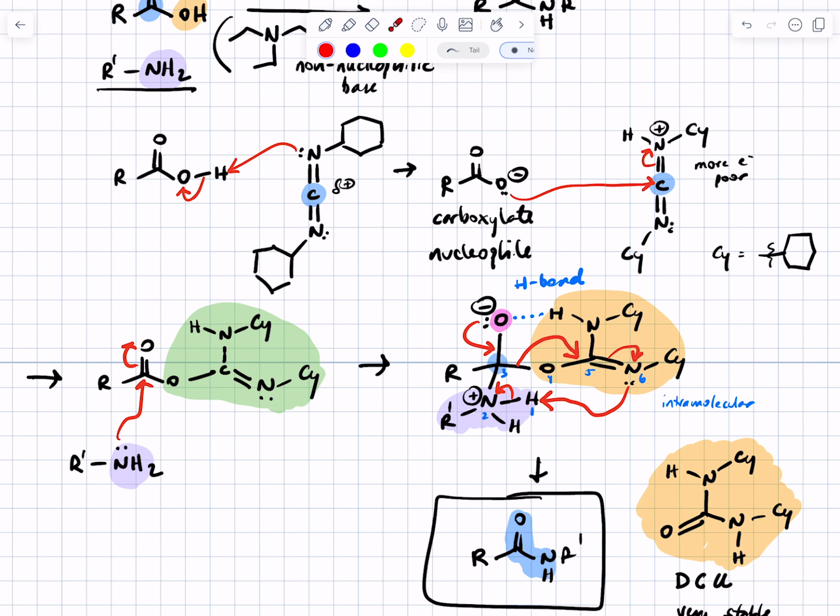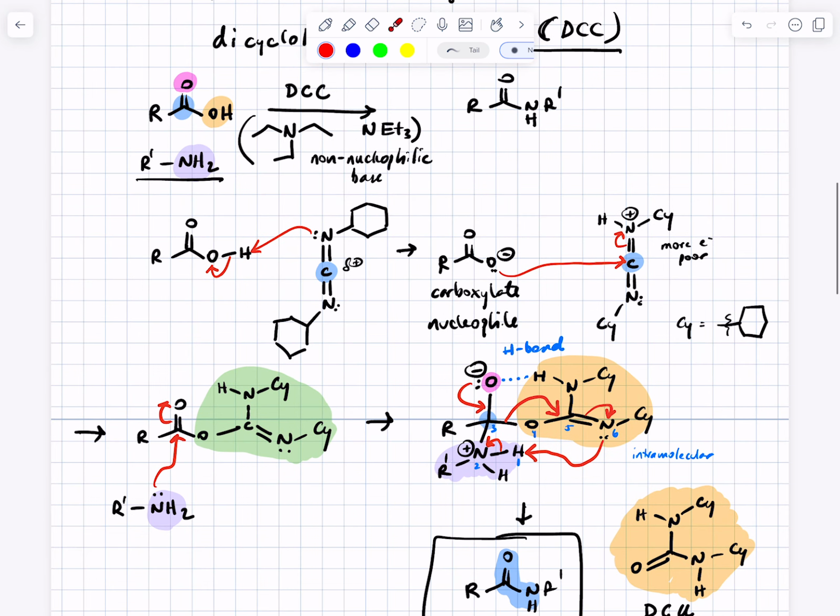Now you could ask, do I need a base to remove the proton from the NH2 before it attacks? It's a good question. I'm mostly just following the mechanism that's in the text here. I pointed out at the beginning that when actual chemists do this reaction, they include a non-nucleophilic base, and part of its purpose may be to deprotonate this nitrogen as it's attacking. What else? Yeah?